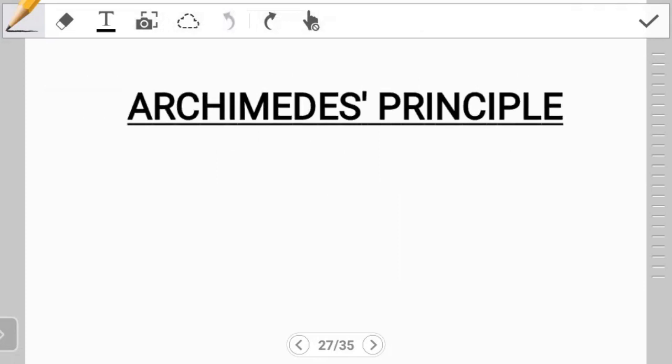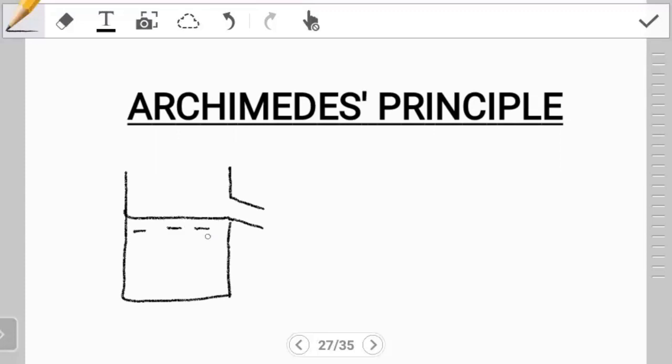Now, before we go any further, before we even describe what Archimedes' principle is, I'd like to remind you guys of a concept that you learned back probably in lower grades. So let's look at this scenario. Let's say you have an overflow can, and this is filled with a fluid or a liquid. So I hope by now you know what this experiment was all about.